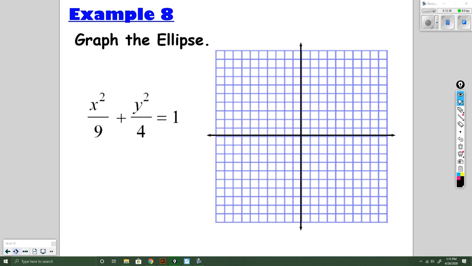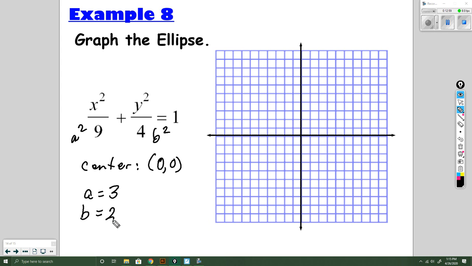All right, for example 8, this one's a little bit simpler. Notice we don't see anything subtracting from x and from y, so that means the center of this ellipse is the point 0, 0, or the origin. And then a squared and b squared are both perfect squares, so a and b are going to be really nice. The square root of 9 is 3. The square root of 4 is 2. So a is 3 and b is 2.